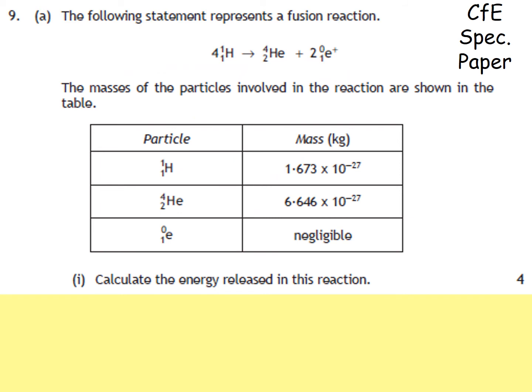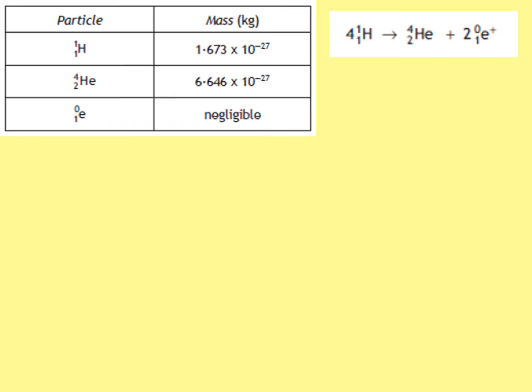So in question 9 in the first CFE specimen paper, we have a fusion reaction and we're given the masses of the particles involved within the reaction, and we need to calculate the energy released in the reaction. So here's the key information from the question. We're asked to determine the energy released during the reaction. So the first thing we need to do is have a look at the difference in mass. So we look at left-hand side, right-hand side.